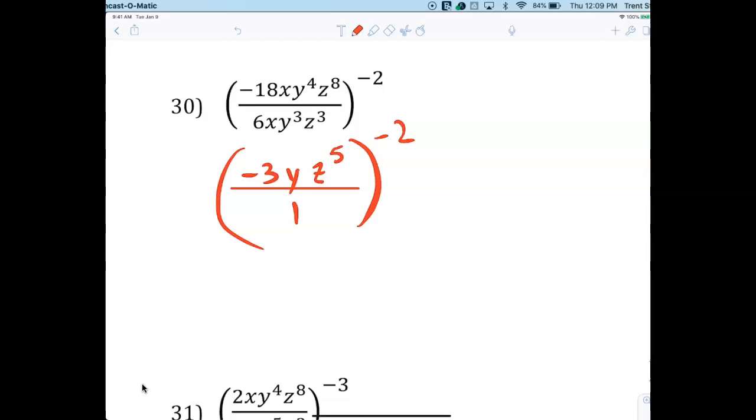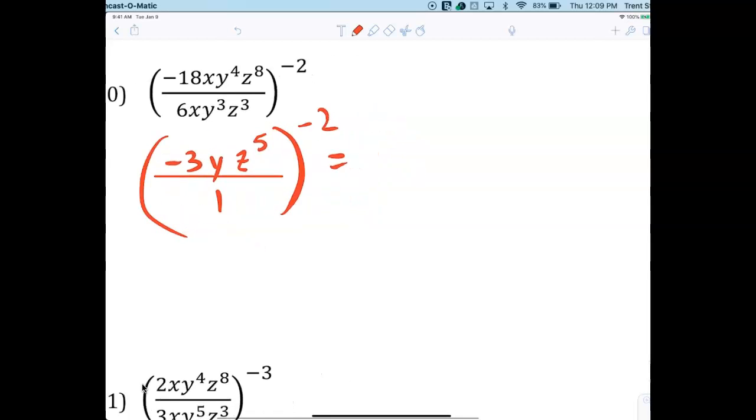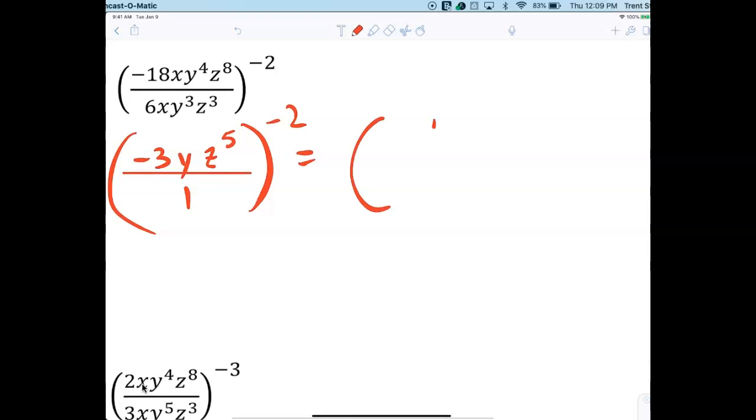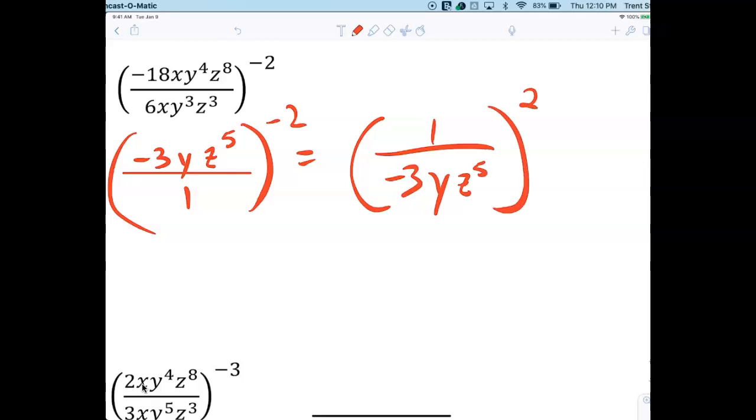What do I do? So you start by doing the exponent onto the whole numbers. No. The best thing to do first is do what, Morgan? Flip it. So anytime you have a negative exponent, the whole thing is switched. 1 over negative 3 y z to the 5th. Now I can raise it to the 2nd power. That's the easiest way to handle that.